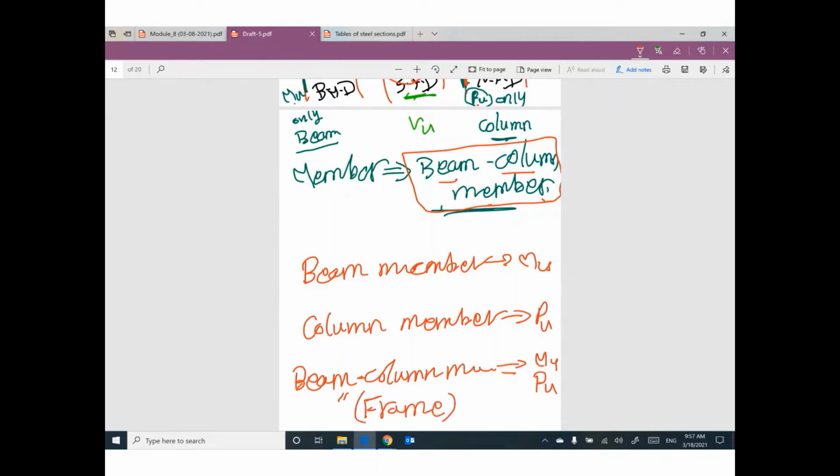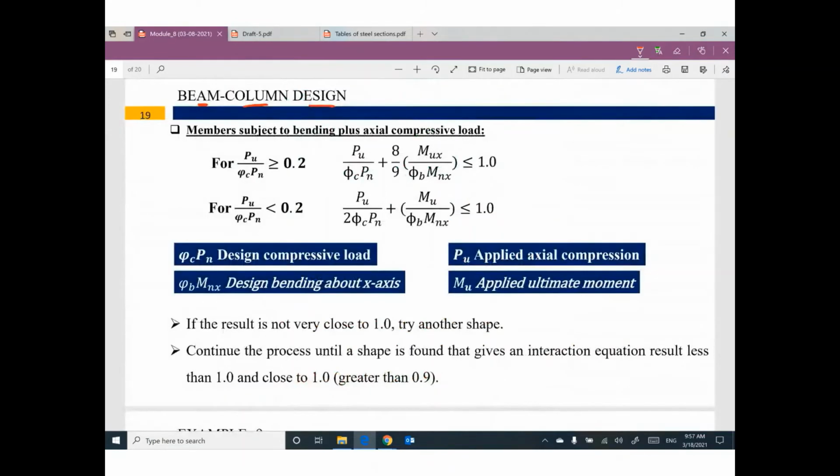If you are designing your structure and this structure is a frame, we will go through the meaning of frame next week. But right now, we have a design called beam column design: a member subject to bending plus axial compression load simultaneously, at the same time.